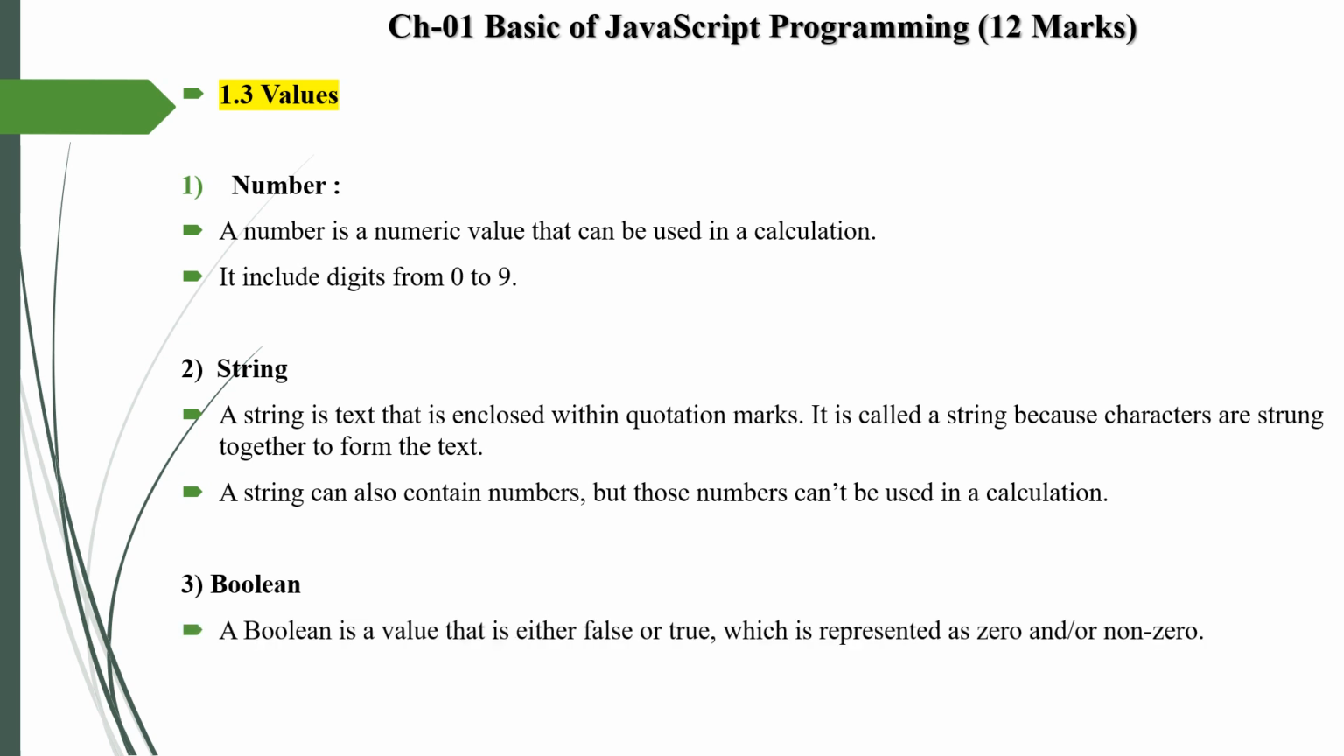Then next type is boolean. A boolean is a value that is either false or true, which is represented as 0 or non-zero. Boolean value is used to help JavaScript make a decision.